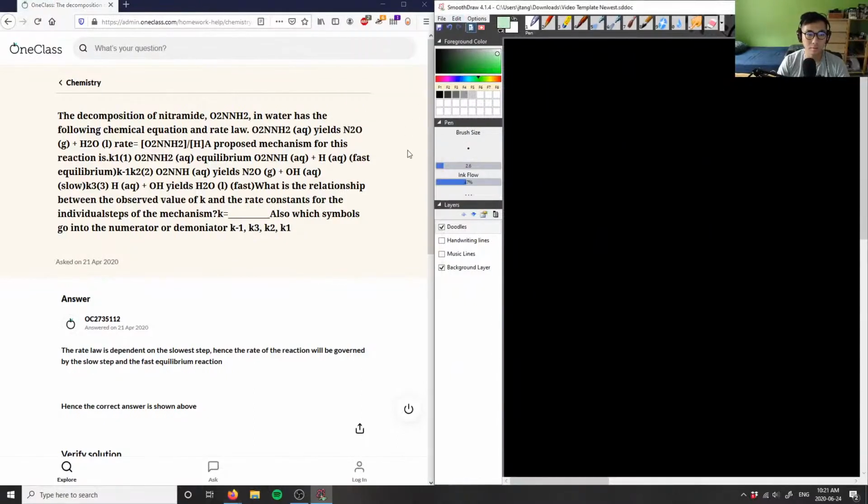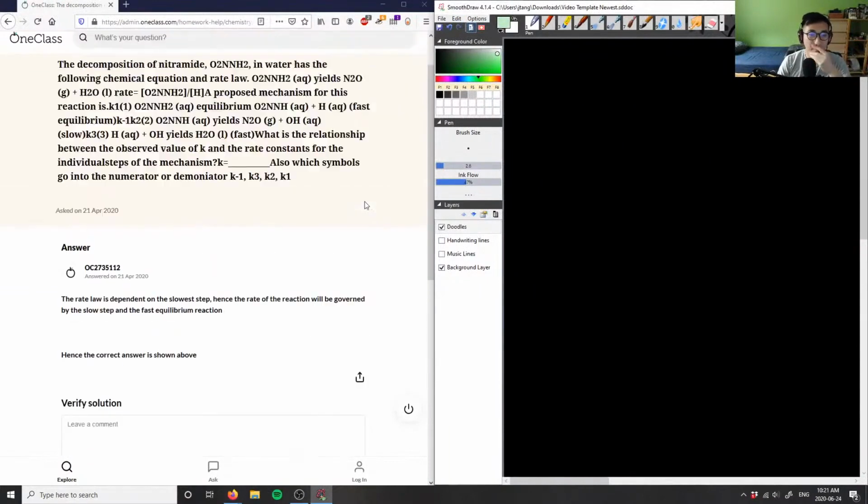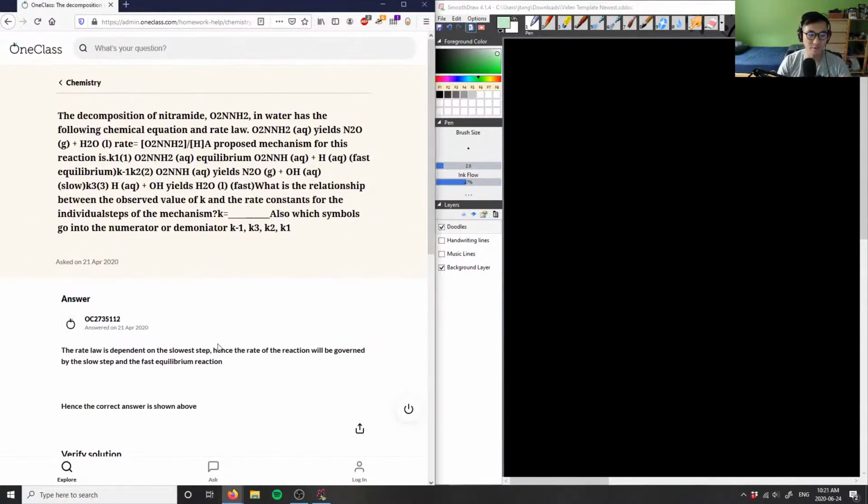All right, let's do number five here. Again, they don't have the solution here, so I might have to calculate this myself. This is a long question, so let me read this out first. I have the decomposition of nitramide, O2NNH2, in water has the following chemical equation and rate law. So I'm going to write this down.